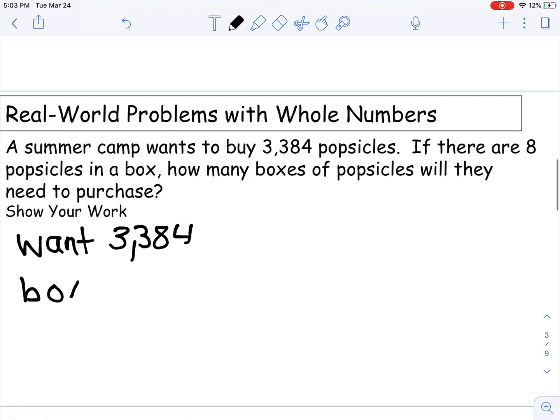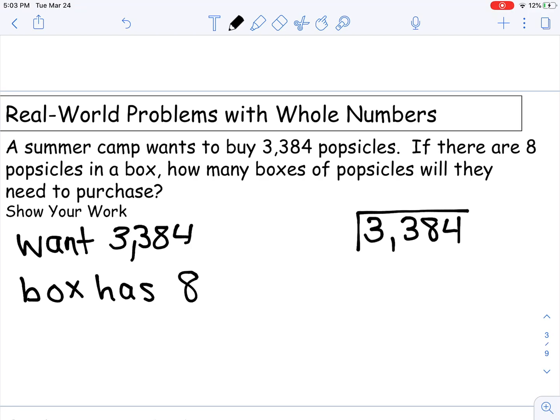But a box has 8. So we need to figure out how many boxes they're going to need. So if they want 3,384 and each box has 8, we need to figure out how many boxes they're going to need. So what we're doing is we're taking what they want and finding out that each box has 8, how many boxes they're going to need to fulfill that want.